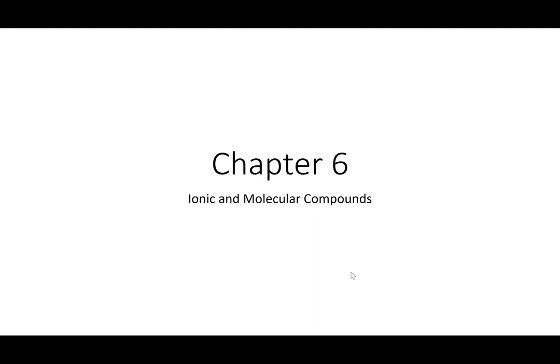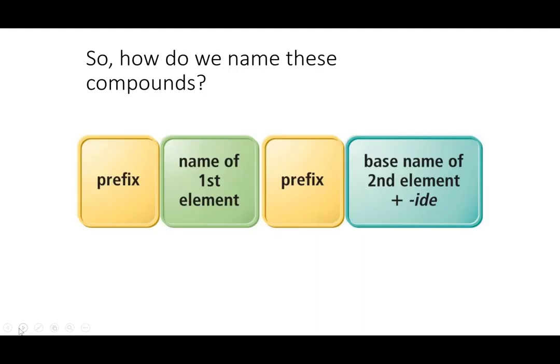So for covalent, I could have two carbons and one oxygen. I could have two carbons and two oxygens. I could have one carbon and two oxygens. So I could have any variety of atoms come together in almost any variety of numbers. So there's going to be a little bit more to naming these compounds.